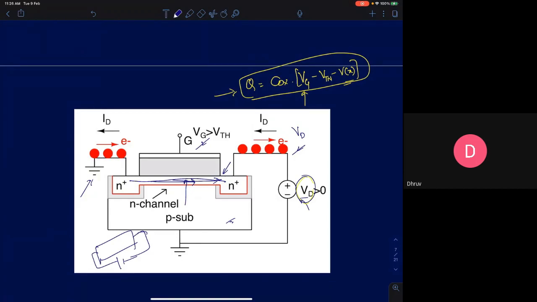It will behave like a resistor, right? It's an N-type semiconductor. It's like a conducting metal, like a conducting material. So if I apply a positive voltage, then the current is going to increase, and the current will increase linearly.